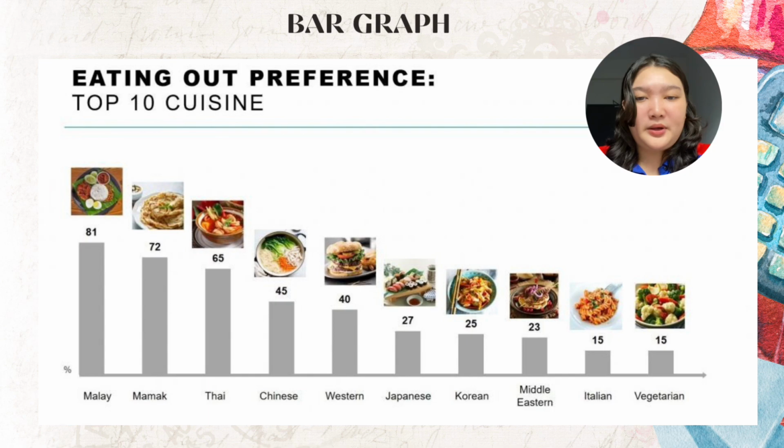In terms of comparison, Malay cuisine is significantly more popular than Western cuisine, with values of 81 compared to 40. Additionally, Thai cuisine is slightly more popular than Chinese cuisine, with values of 65 and 45 respectively. Overall, it can be seen that local cuisine are more preferred than other types of cuisine.